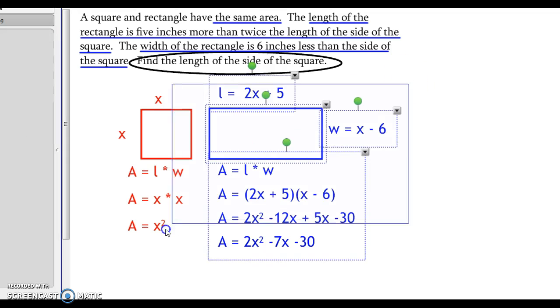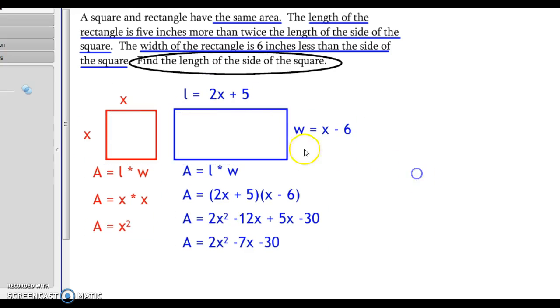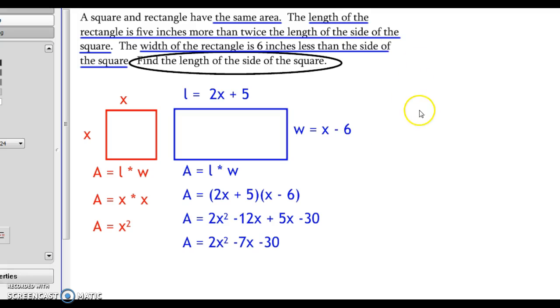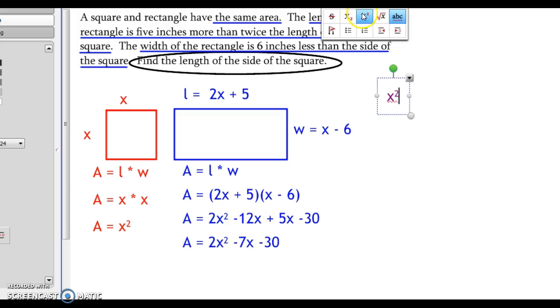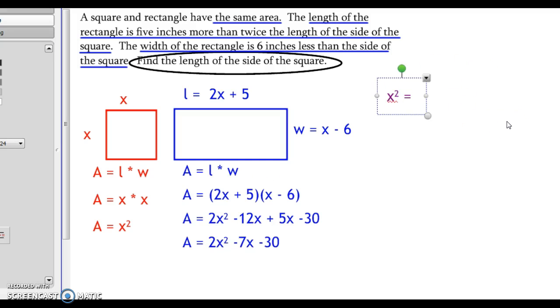So what we're going to do is set those two areas equal to each other. A little space for moving around here. I'm going to use a different color so that people watching this video can keep track of what I'm doing. Use purple, my favorite color. I know that the square and the rectangle have the same area. So I know x squared is the area of the square. How appropriate of a name is x squared then? And that should be equal to this area, which is 2x squared minus 7x minus 30. Just throw that in there. Wrong color.